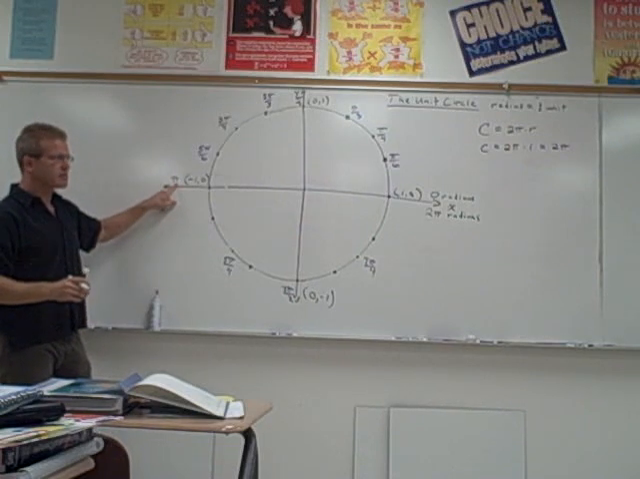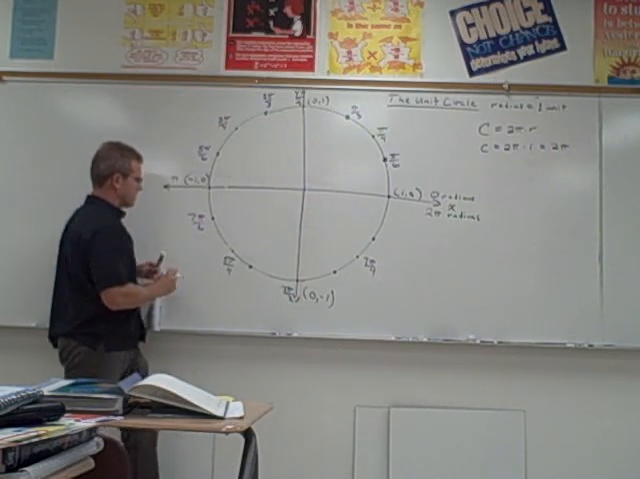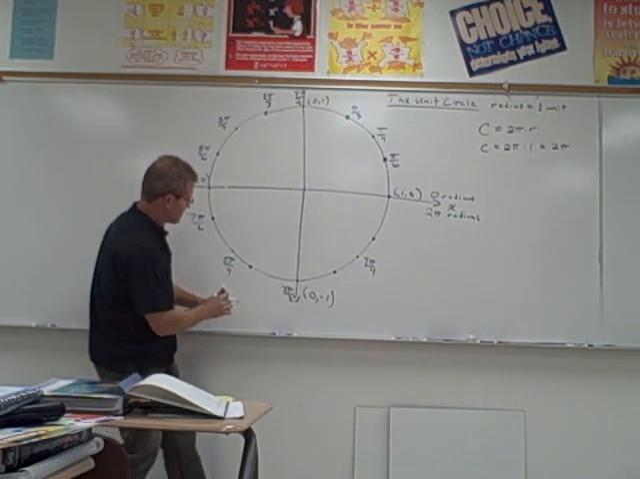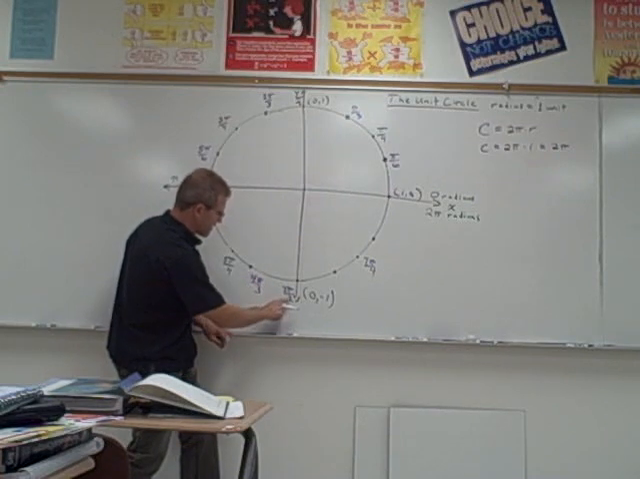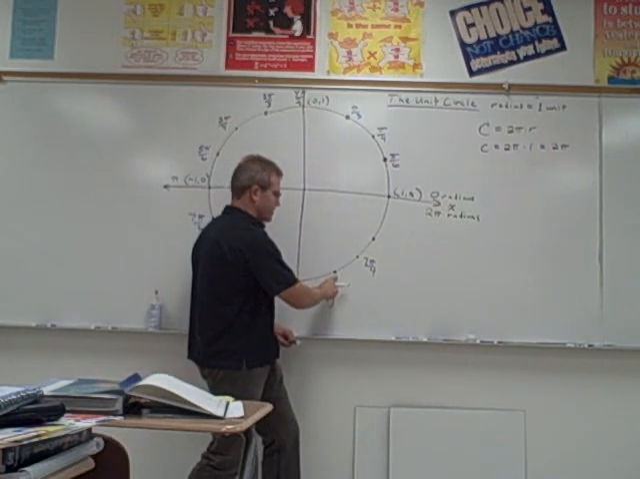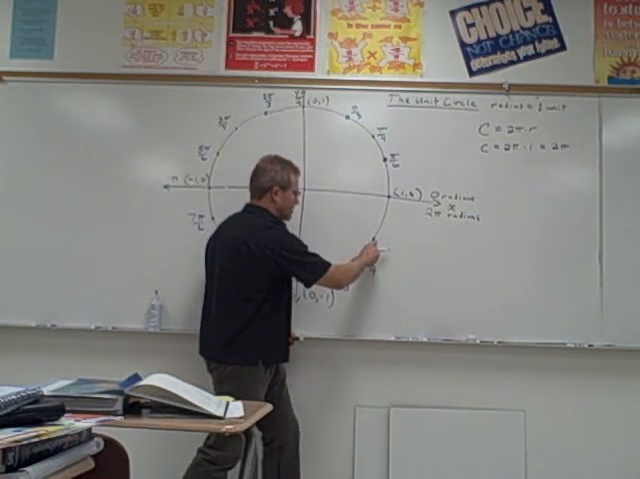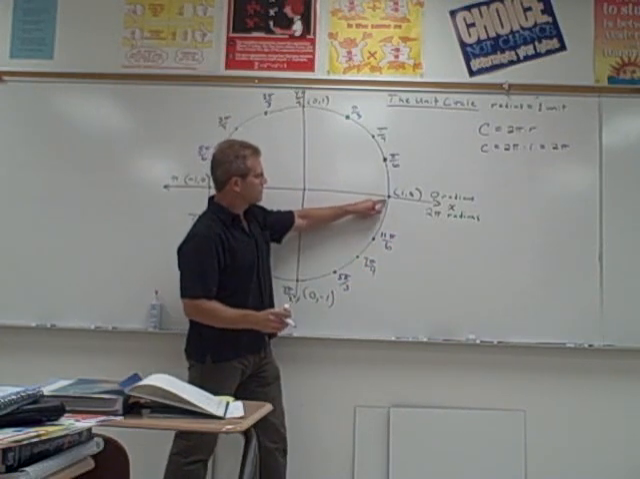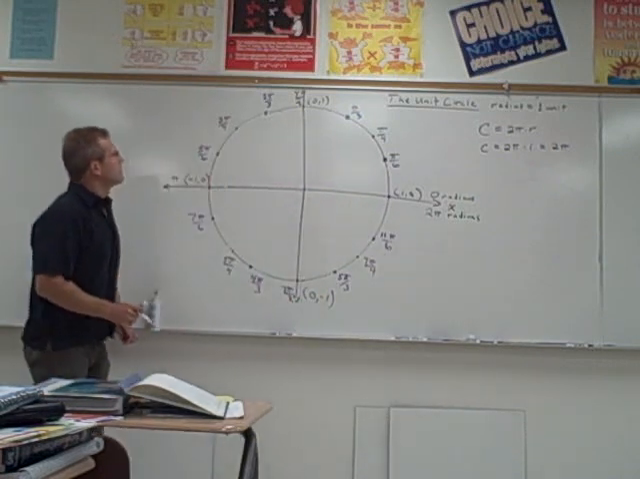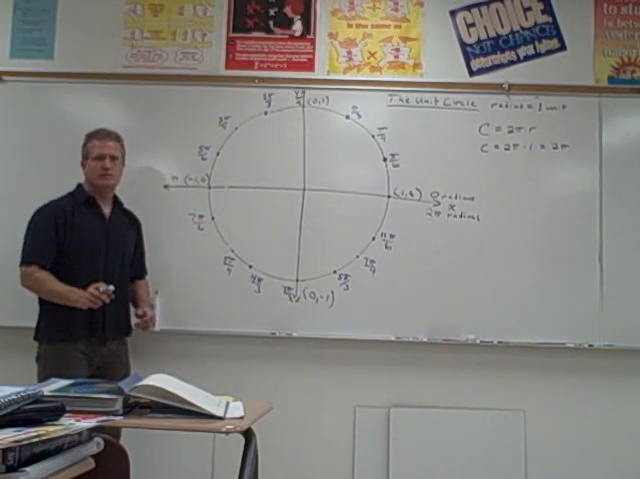Right here would be 6/6, which is 1 pi. This would be 7/6. 8/6 would be down here, which can be reduced to 4 pi over 3. Right? 8/6 is the same as 4/3. 9/6 is at the very bottom. Right here is 10/6, which would be 5 pi over 3. Right there's 11/6, 11 pi over 6. And then all the way back to the beginning is 12/6, or 2 pi. Any questions about labeling the circle in radians?